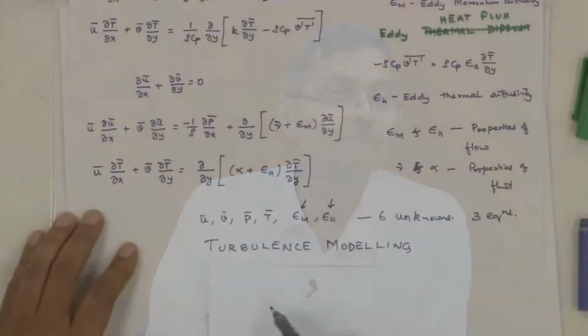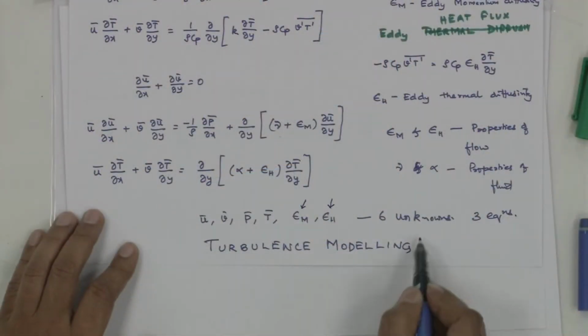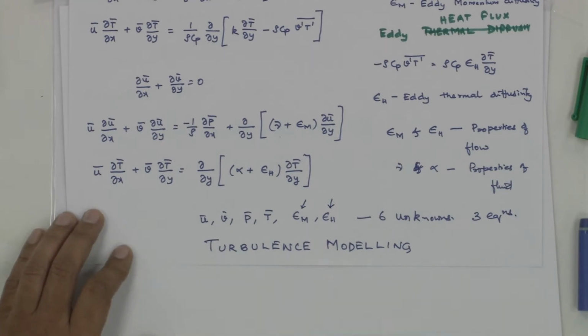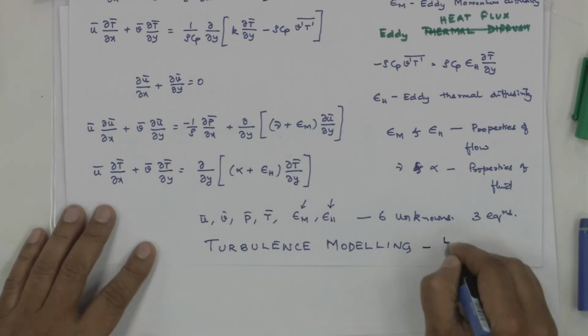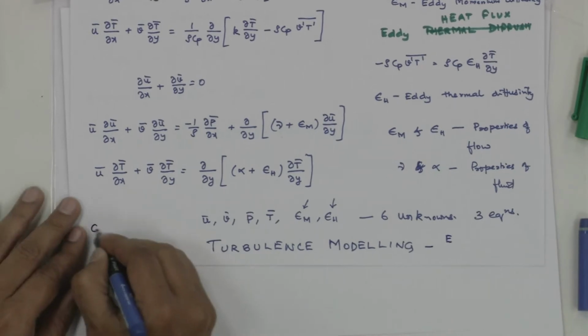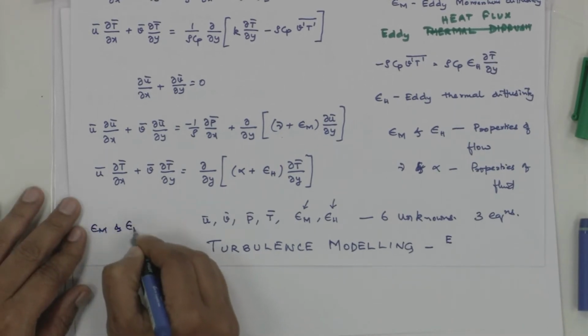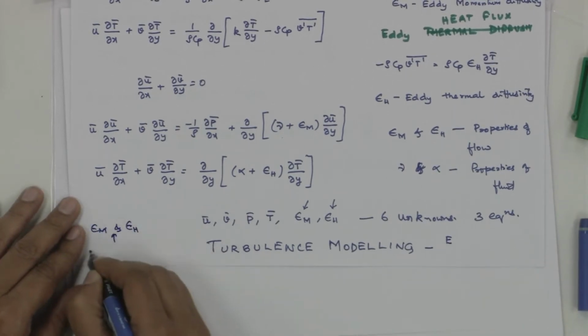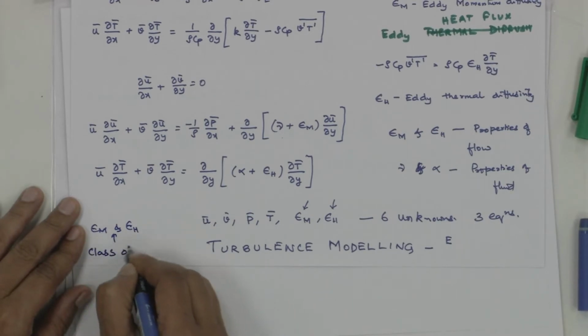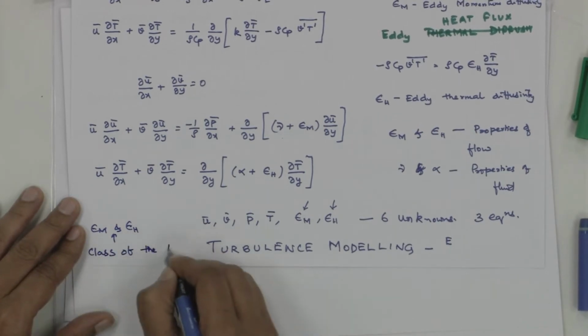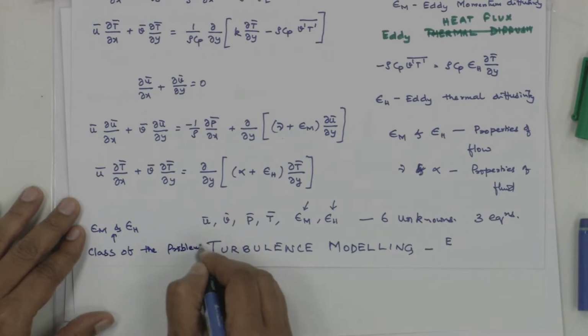How to find equations for epsilon m and epsilon h is called turbulence modeling. That depends on each class of problem. Epsilon m and epsilon h will have different values depending on the class of the problem, that is, whether it is internal or external or jet flows.